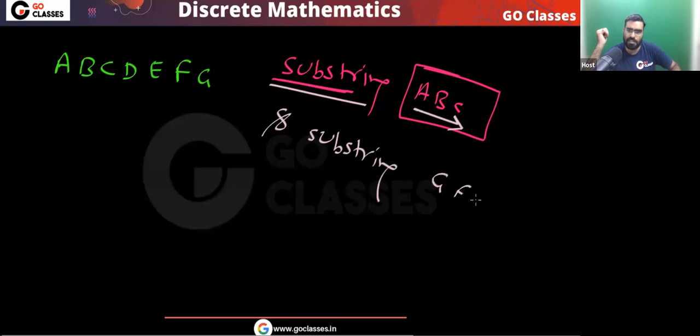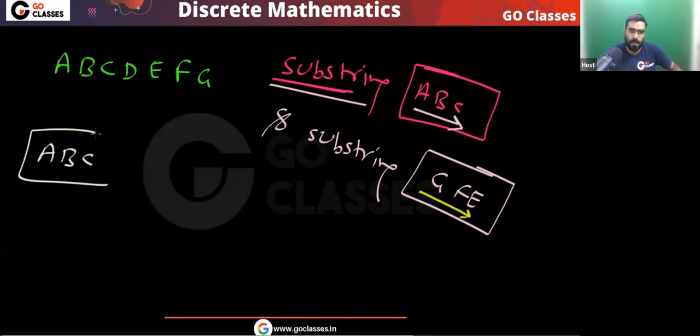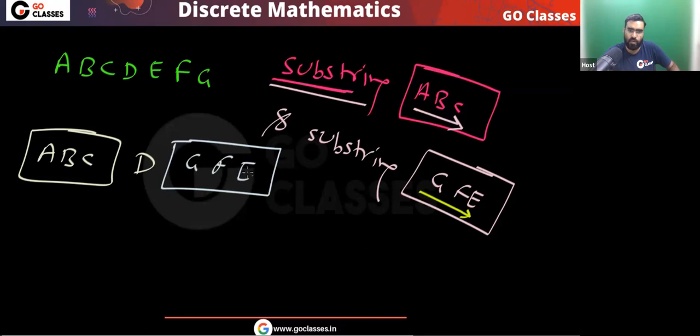And we want substring GFE. Because you want this substring GFE, again, you can put it in a box, and this order must be there. So what you can do, very simple. You can put ABC in a box, this D, and you can put GFE in a box.